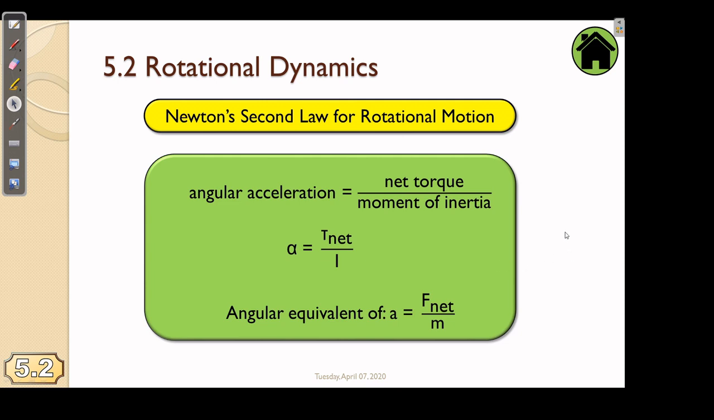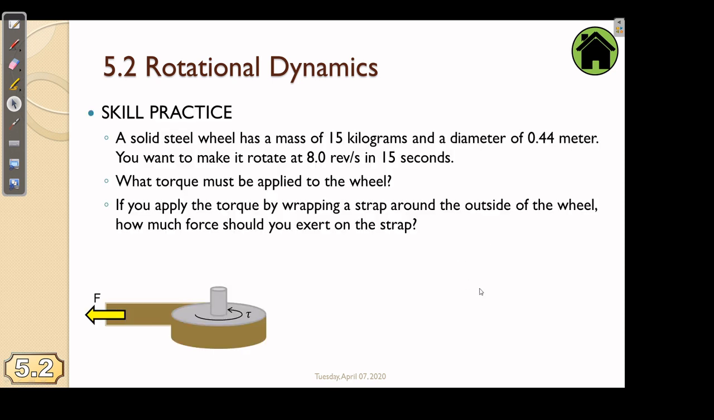We were talking about Newton's laws of motion earlier. Now let's focus on Newton's second law. There is a rotational analog of Newton's second law, which says that the acceleration of an object is proportional to the net force, but inversely proportional to the object's mass. Well, in terms of rotation, the angular acceleration of an object is proportional to the net torque that is being applied to the object, but inversely proportional to the moment of inertia. So let's take a look at how we can apply Newton's second law of motion to rotation.